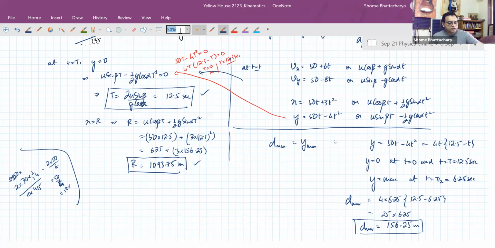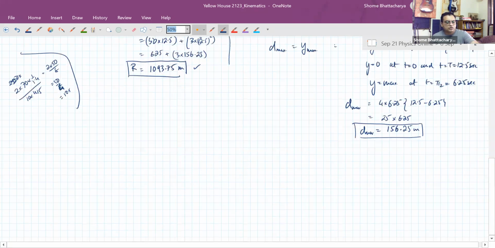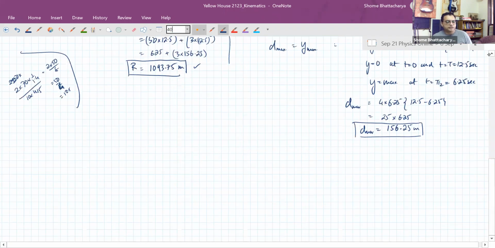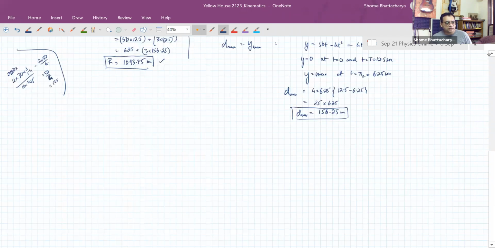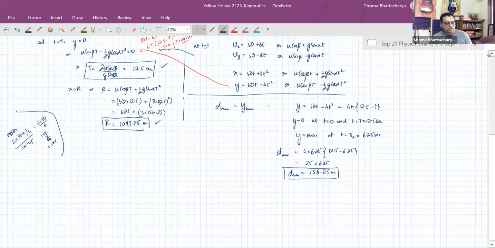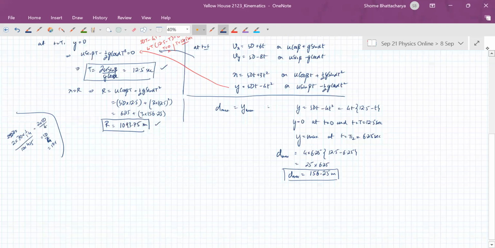Okay, so I hope the calculation for these three things is clear so far. Now for the impact speed, you just find the individual components of velocity at the time of impact, and then find the magnitude of that velocity.